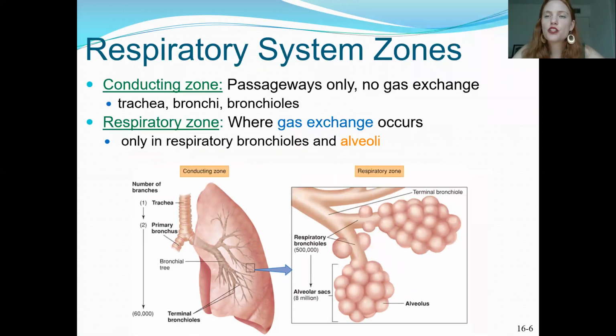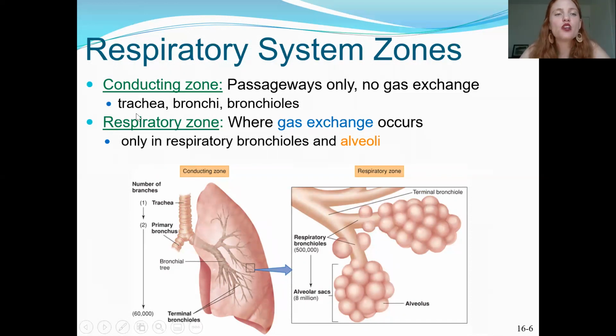Okay, so let's talk a little bit about function. We have 2 general zones for the respiratory tree. We have the conducting zones. Those are regions that just move air from one place to another place. There's no absorption, there's no gas exchange in those locations. They're just conducting air, moving it around.